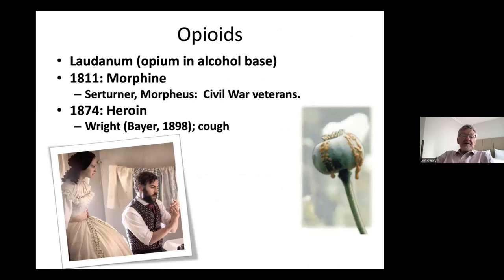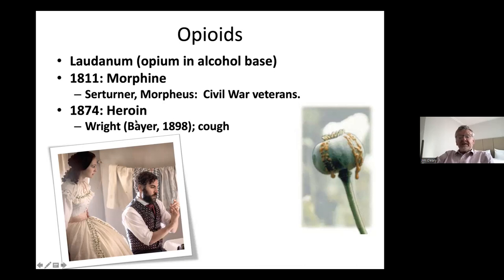Morphine was identified in 1811. It really became more commonly used in the United States with the development of the hypodermic syringe in the middle of the 19th century. And it was particularly used, therefore, during the Civil War in the United States.